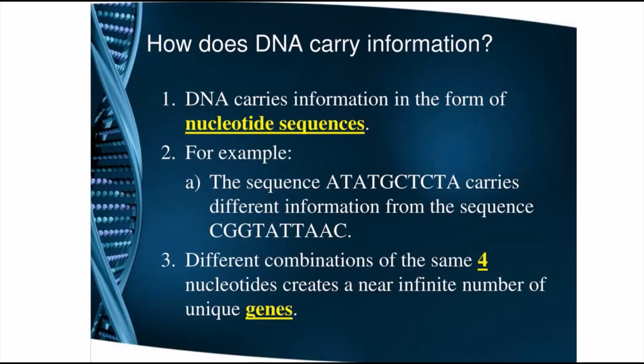So, how does DNA carry information? Number 1. DNA carries information in the form of nucleotide sequences. Number 2. For example, the sequence ATA, TG, CTA carries different information from the sequence CGG, TA, TTAAC. Number 3. Different combinations of the same 4 nucleotides create a near infinite number of unique genes.